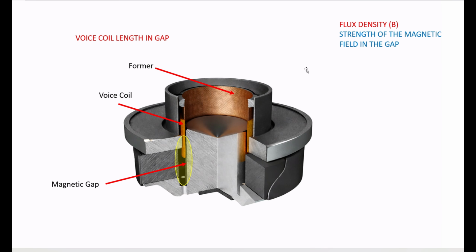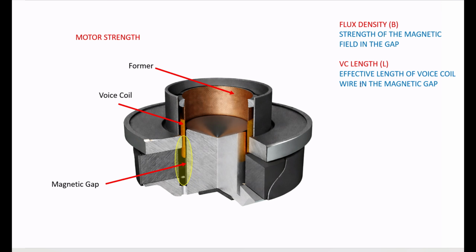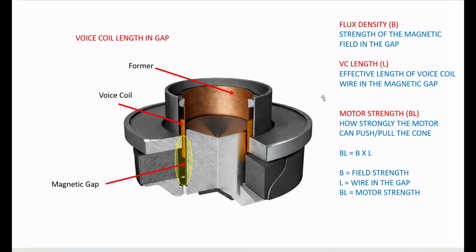So now we have some measures that we can actually combine together to be able to compare different driver motors. The first measurement is the flux density, how strong the magnetic force is in the gap. The second measure is the voice coil length, in other words, the effective length of wire that is in the magnetic gap from the voice coil. If you multiply those two values together, you get what we call the motor strength, or the BL. And that's how strongly the motor can push and pull the cone per unit of power.